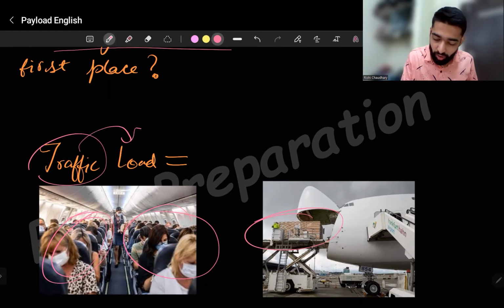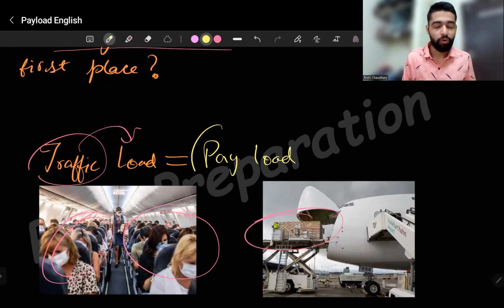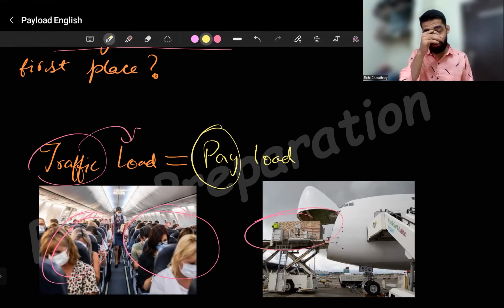And it is also called the famous word which is in the heading also, that is payload. When I say payload, what I mean is that these people are giving me money to fly them from one place to another. So what are they called? They are called payload.